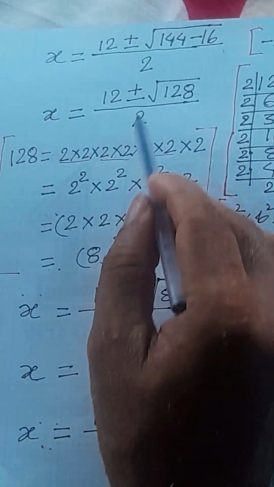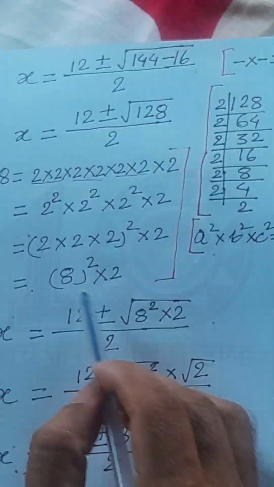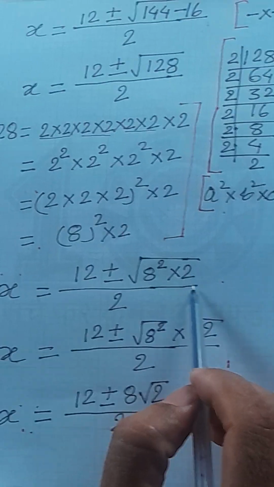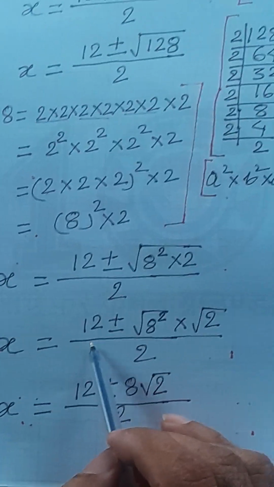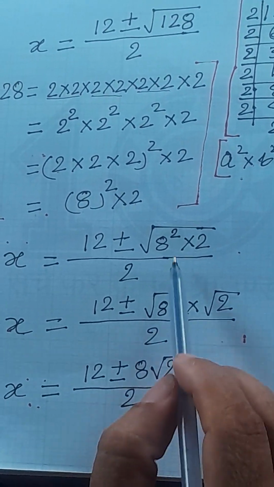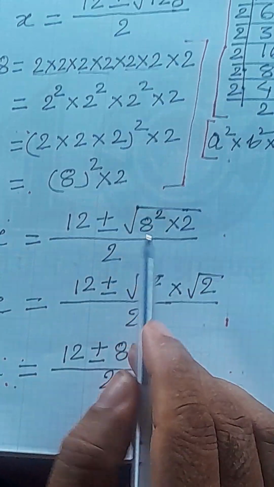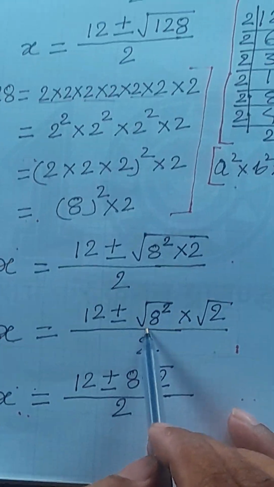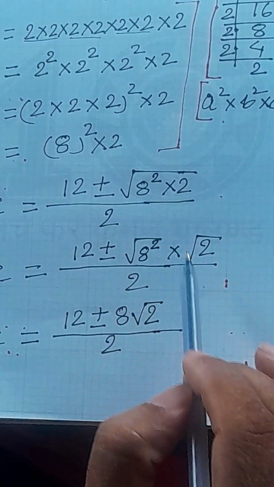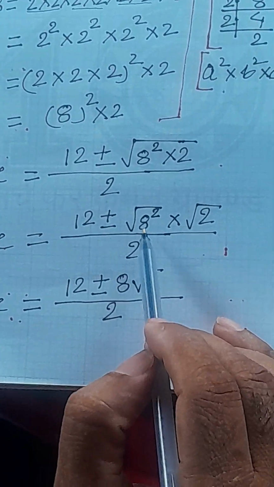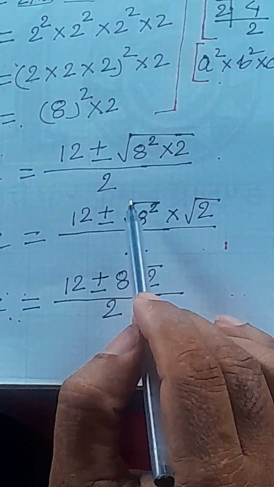So what can we write? x equal to 12 plus minus under square root 8 square multiplied by 2 over 2. So we are going to make it separate: 8 square under square root, and at the same time 2 also under square root, to make under square root 8 square one whole number.